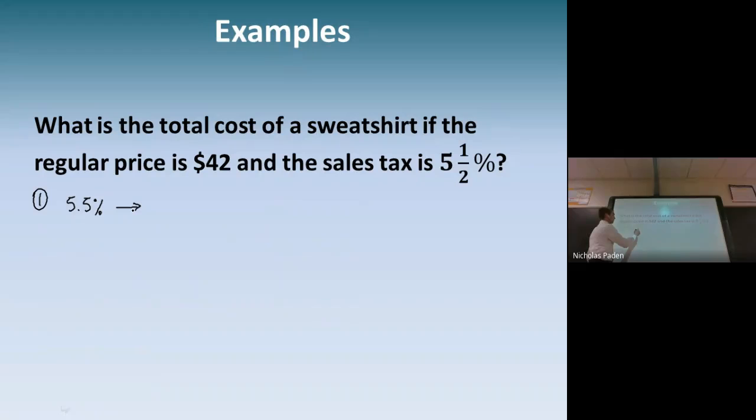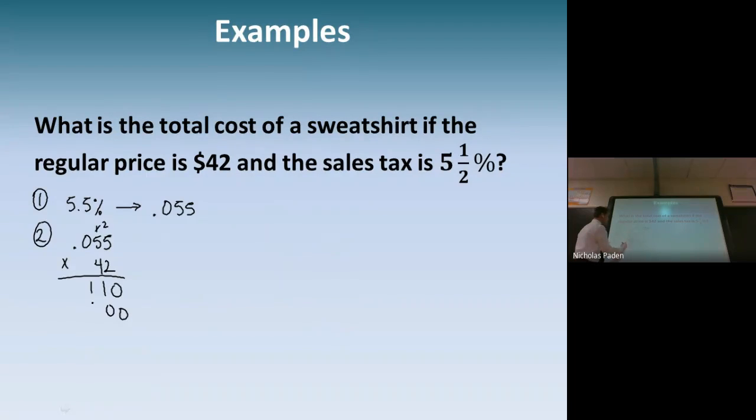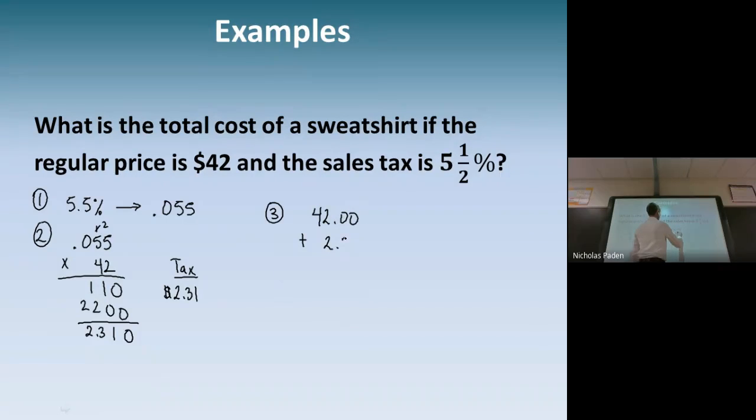Okay, so 5.5%, when we move the decimal point 2 times to the left, that would become 0.055. Step 2, we're going to multiply that by $42, so 0.055 times 42, and we get $2.31. And so the tax would be $2.31. So the third step and final step would be to add, and we're going to take $42 and add that $2.31. And so the total price would be $44.31. Okay, so that's sales tax.